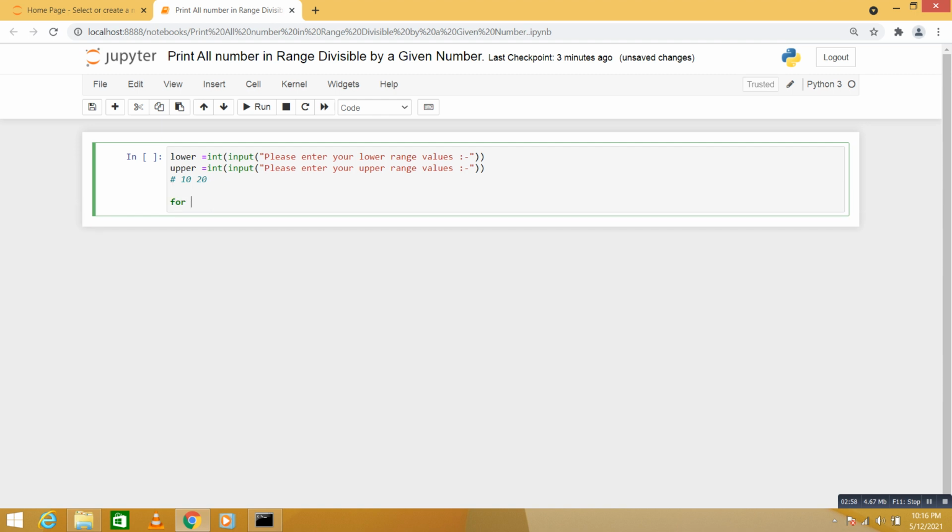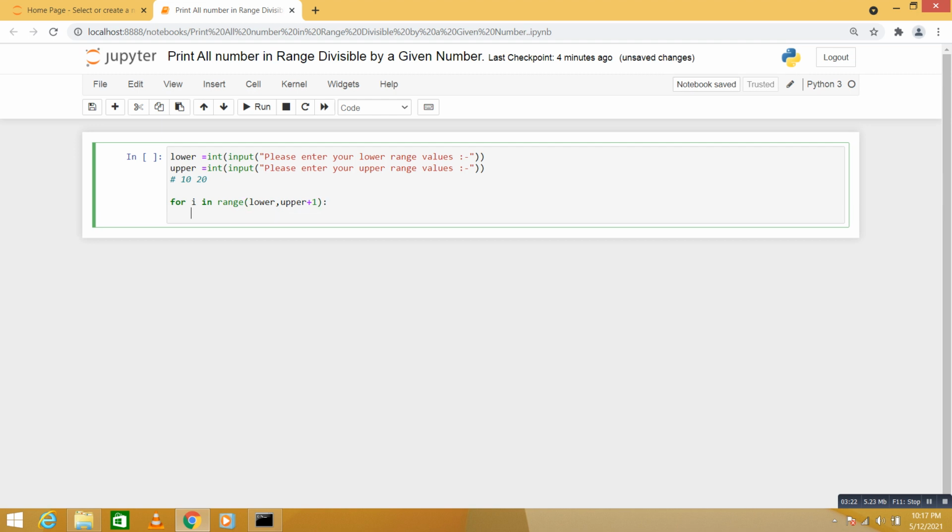For i in range, because we're going to define the range, starting from the lower and up to the upper plus one. If you want to count the 20, we need to say upper plus one. If I divide by the given number, we need to add it here.